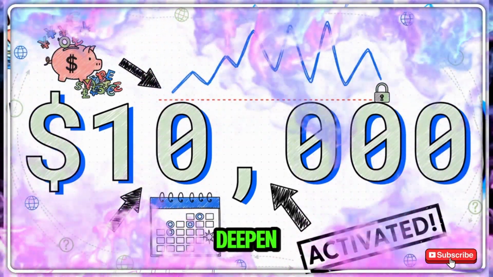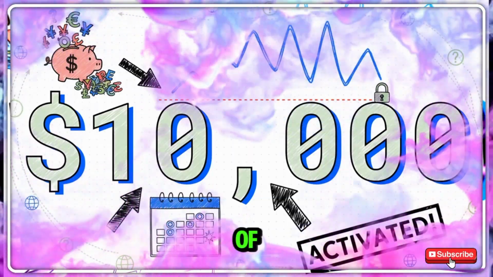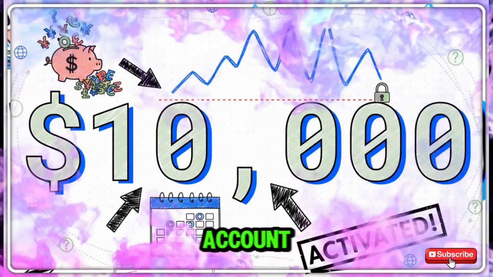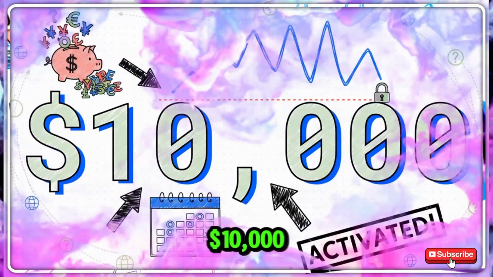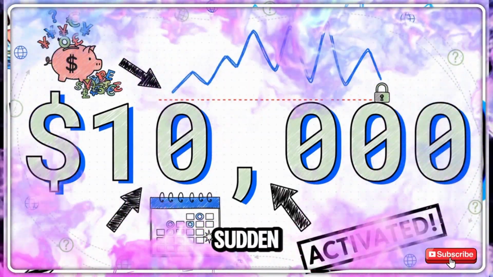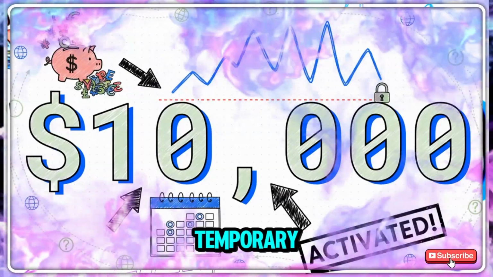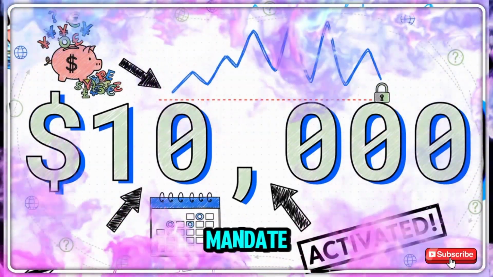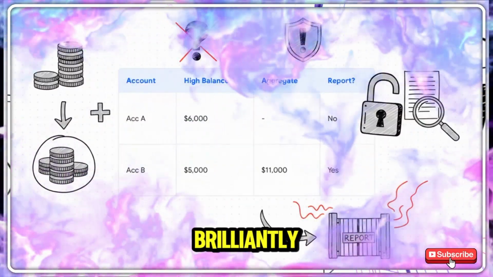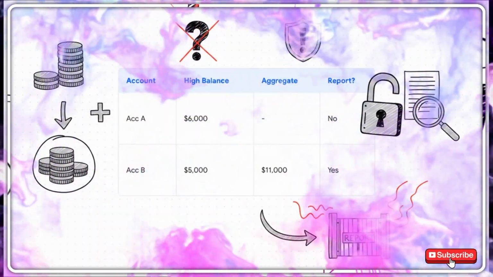And to deepen this analysis, we really have to introduce the highly volatile variable of currency exchange rate fluctuations. Think about it. A foreign account sitting safely below the equivalent of $10,000 could instantly breach the threshold simply due to a sudden 24-hour spike in global currency markets. That temporary, fleeting spike activates the mandate, even if you never made a single deposit yourself. And it brilliantly illustrates the cause and effect of that exact rule.